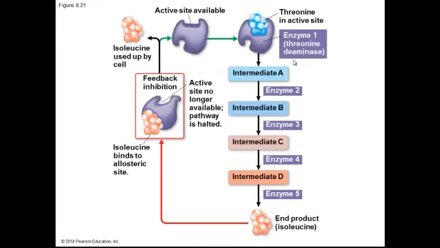Here's how that might work. We've got an enzyme here that's going to activate a particular pathway, and here is the end product. Well, as that end product builds up, it's going to bind to the enzyme and alter the active site. If we notice here, here's what the active site would look like when the enzyme is functional. Here's what it looks like when the enzyme is non-functional. So this allosteric inhibitor binds to the enzyme and changes the active site so that the substrate is no longer going to fit.